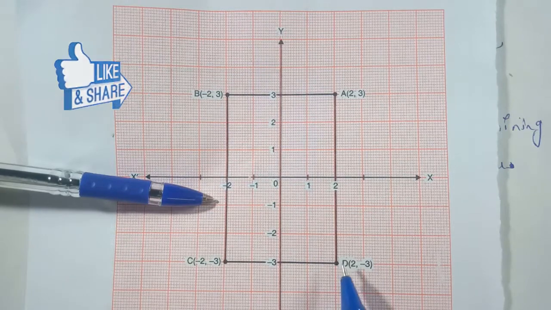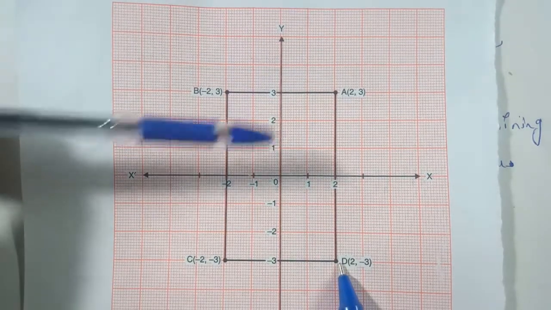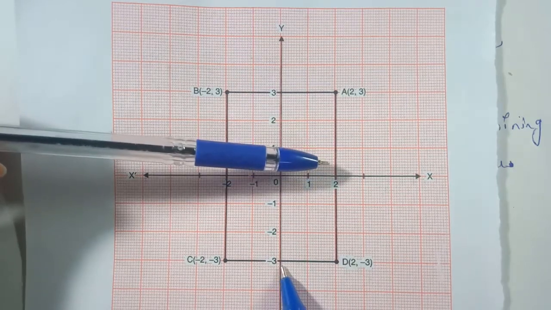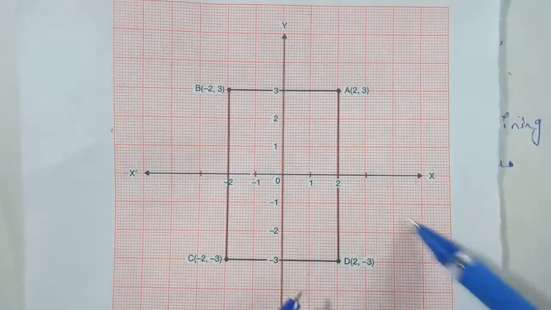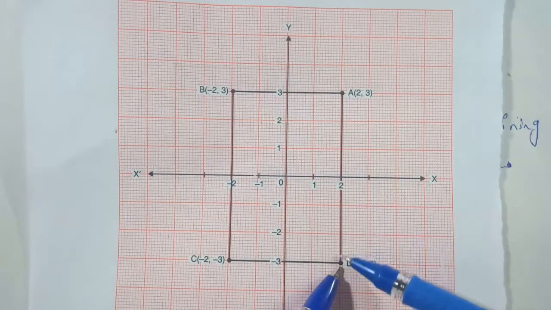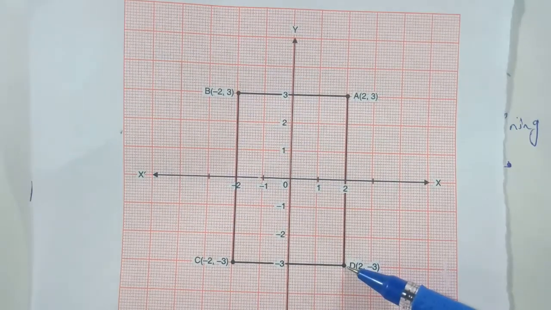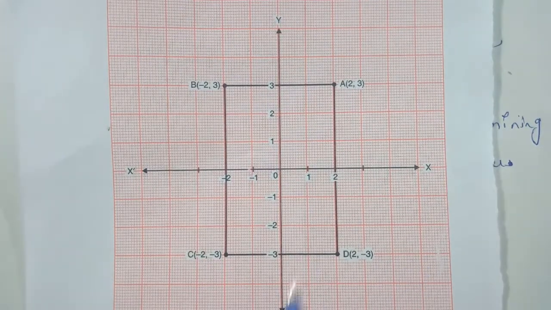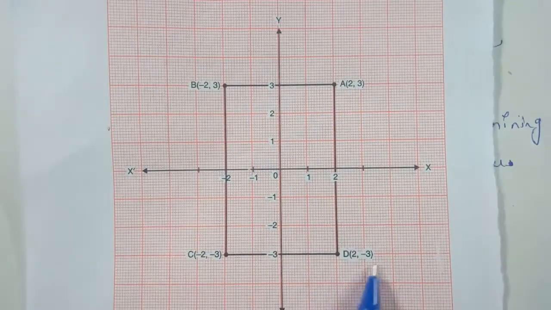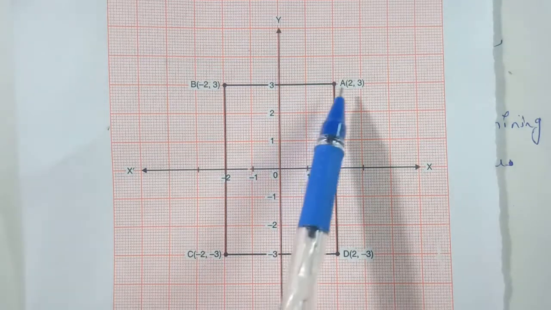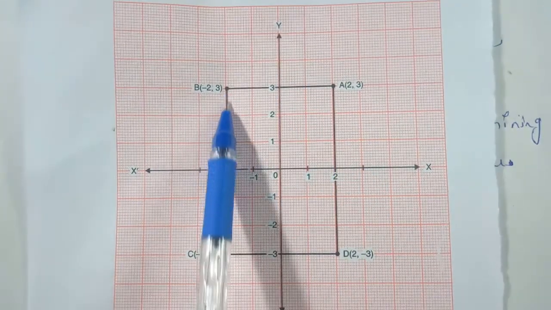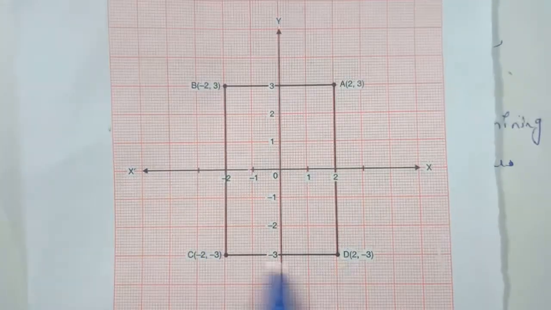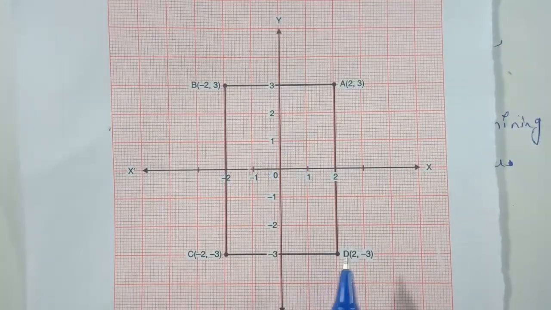The fourth point is D. In the fourth point D, the value of x is +2 and the value of y is -3. Here we observe that both of them intersect at this point. So this is marked as point D whose coordinates are (2, -3). This way all the 4 points are plotted. Now we have to join. A is joined with B, B joined with C, C joined with D and D with A. So we get a four-sided figure.